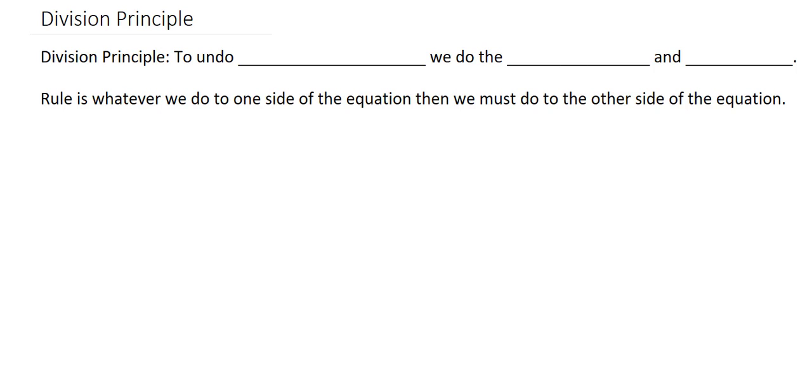Division principle. So to undo multiplication, we do the opposite and we divide. The rule is whatever we do to one side of the equation, we must do to the other side of the equation.